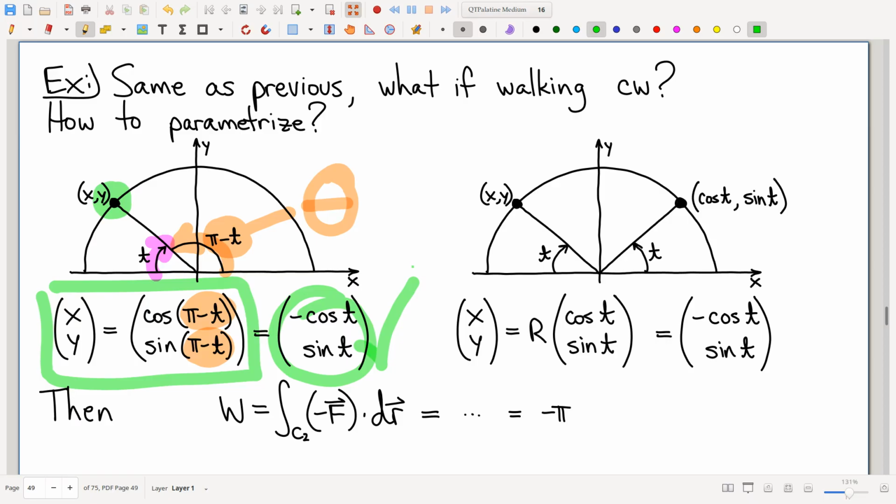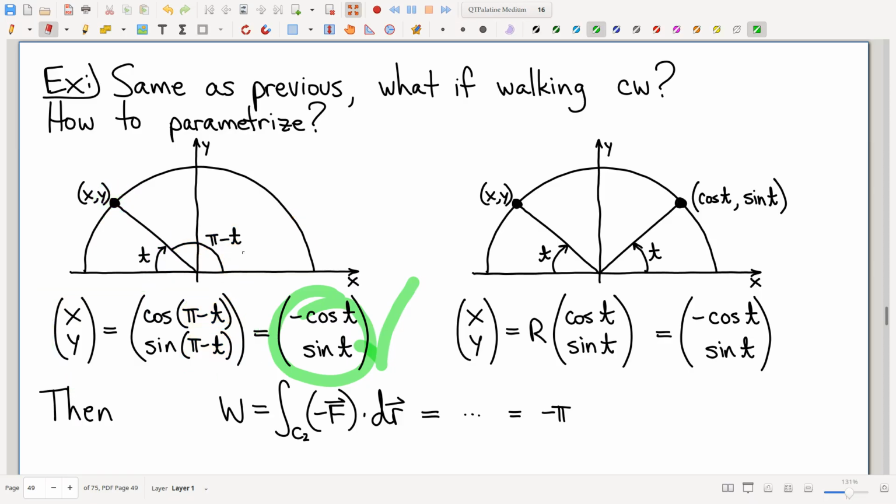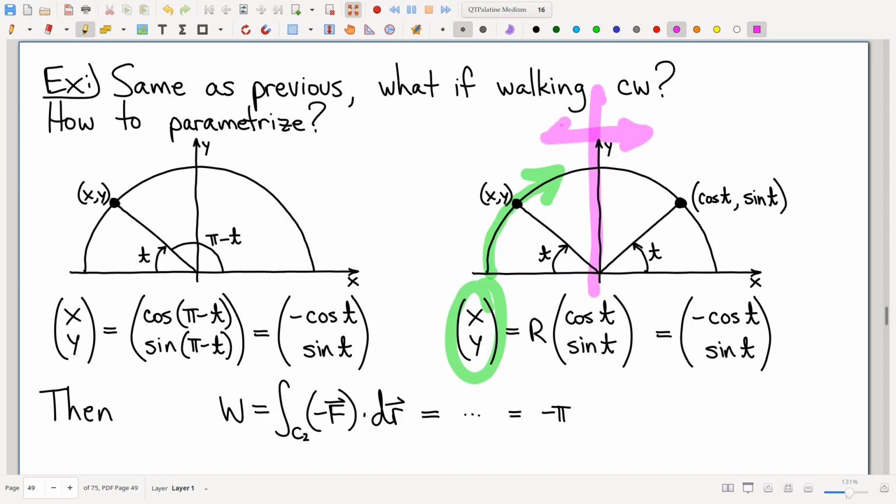The other way to see this is a different tool, useful at different times. The clockwise parameterization that we want: just notice that it is the reflection over the y-axis of the counterclockwise path that we already know. Sometimes you get lucky. This kind of thing happens sometimes.